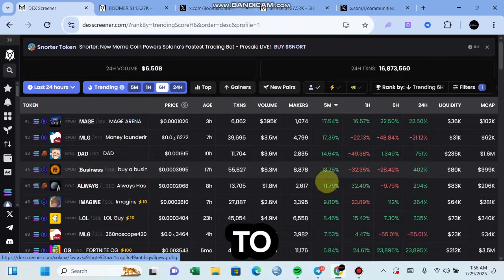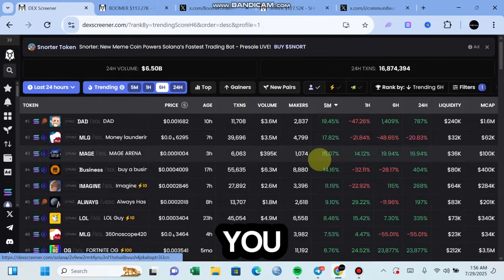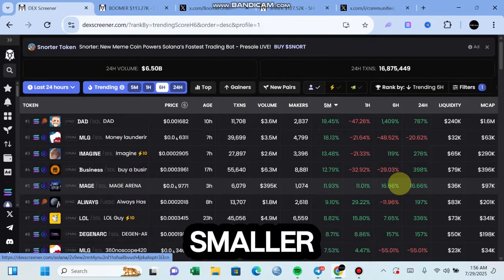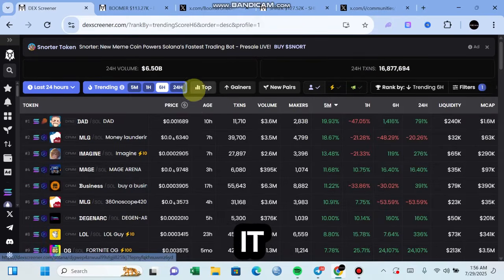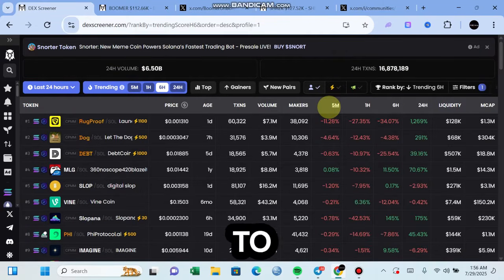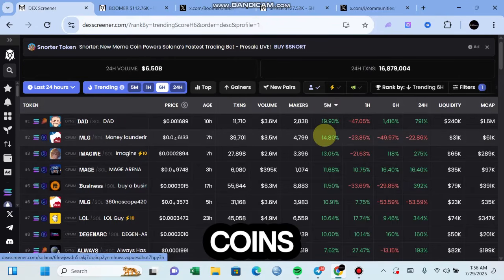So when you come to Dexscreener, all you need to do on this home page is look for small coins with smaller market cap whose liquidity has been locked. Either way, you can do this: when you come on Dexscreener, come to these 5 minutes and you can see these are 5 minutes. Then you can click on it to sort it. It's going to give you coins that are doing well in the last 5 minutes.